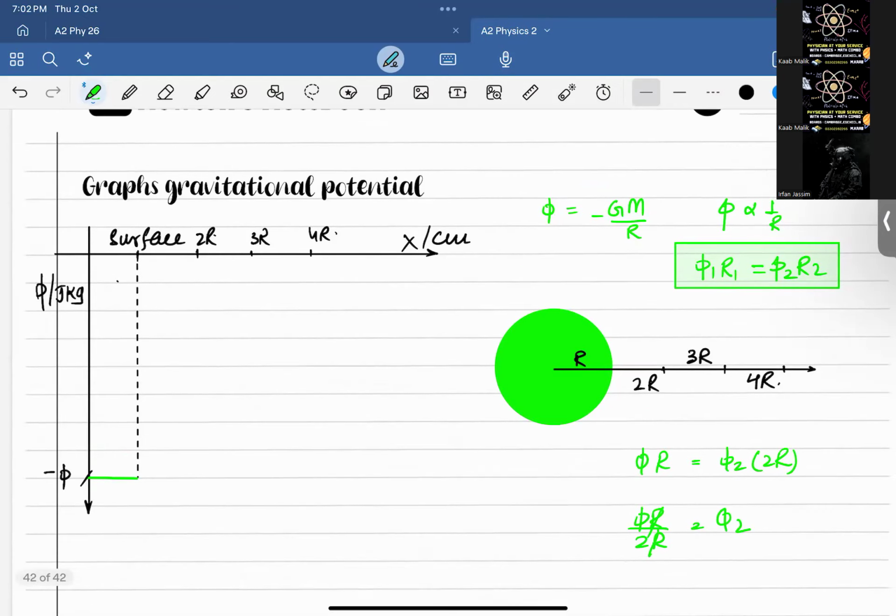So let's say this is 8, so 1, 2, 3, and 4. So the point will be right here. So the second point is right here, right?